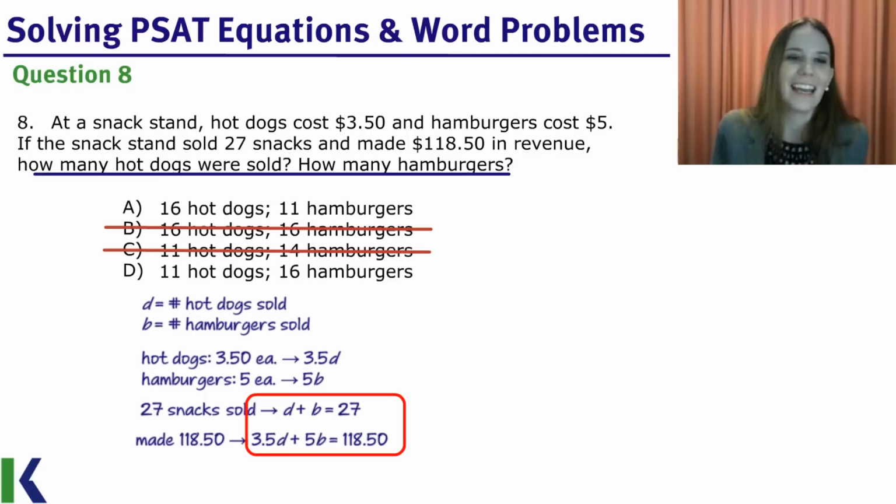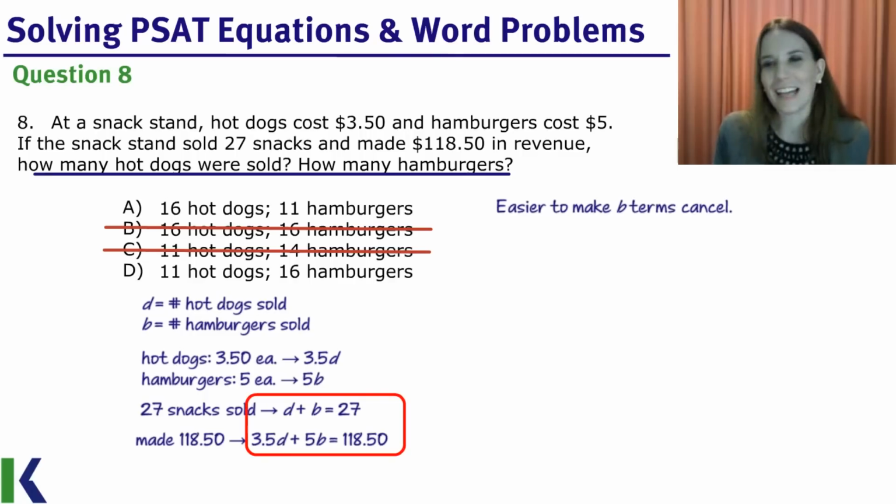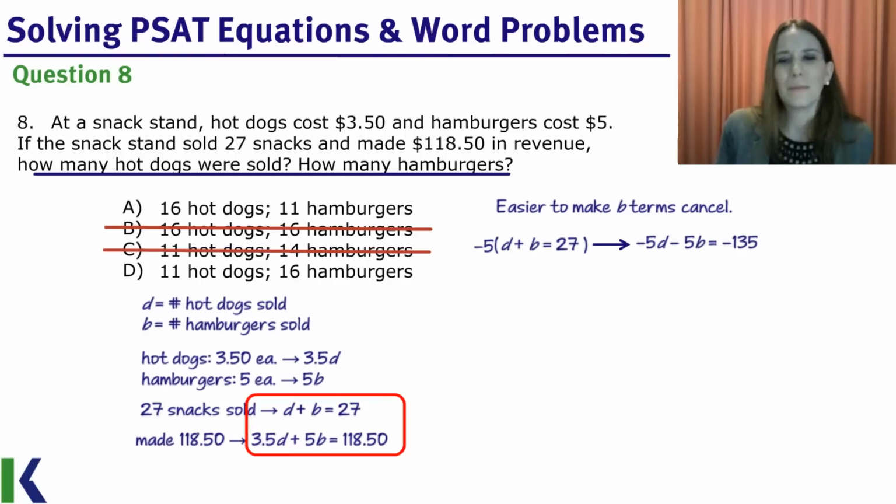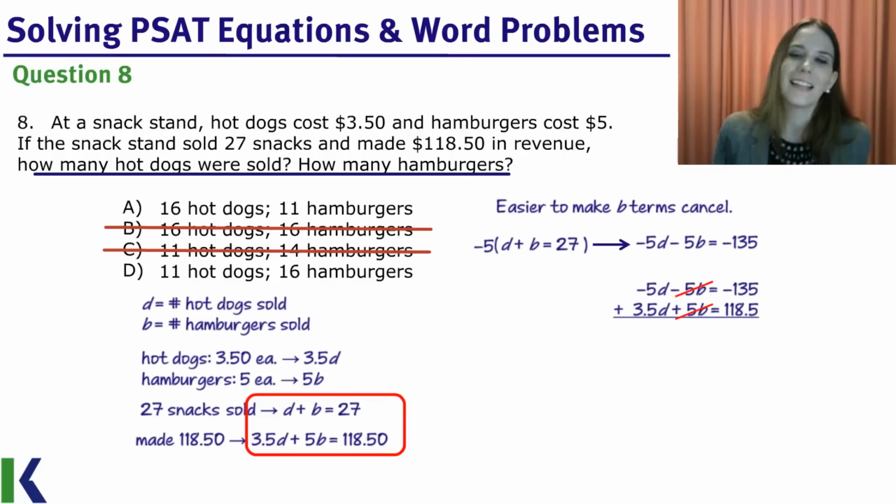I'm looking here in the poll. You guys are three steps ahead of me here. We're going to go ahead and cancel out one of these terms. Let's cancel out the B because it's easier to multiply by -5 than it is to multiply by 3.5. Don't make life harder than it has to be. When we do that, we cancel out our B's. We can solve for D, and D is 11.